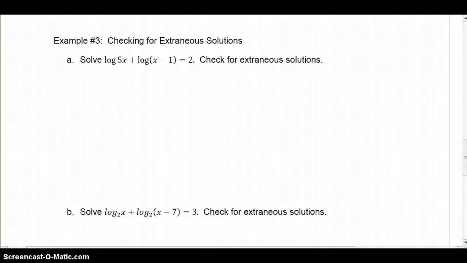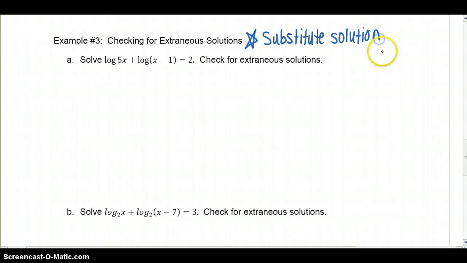Example 3 says checking for extraneous solutions. Hey, that's what we were just talking about. This shouldn't sound too unfamiliar. We talked about this in Chapter 7, how there are certain types of problems that you could solve for x, and then the answer you get might not end up working. So you always want to check for extraneous solutions, and all you have to do that is substitute your solution back into the problem and check to see if you get a true statement.